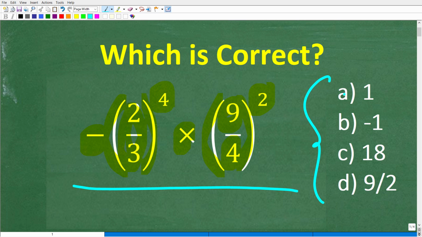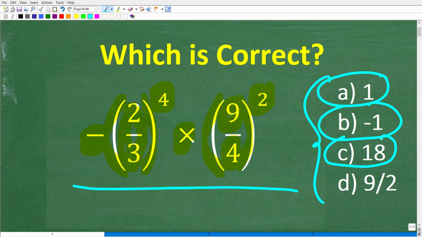Well, it's one of these numbers over here. So let's take a look at our choices. A is 1, B is -1, C is 18, and D is 9/2. So once again, the only rule here is no calculator. But if you can figure this out, go ahead and put your answer into the comment section. I'll share the correct answer in just 1 second. Then, of course, I'm going to walk through step by step how to solve this problem.